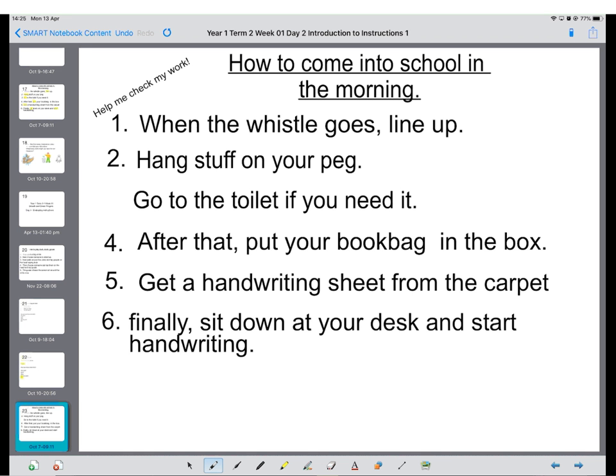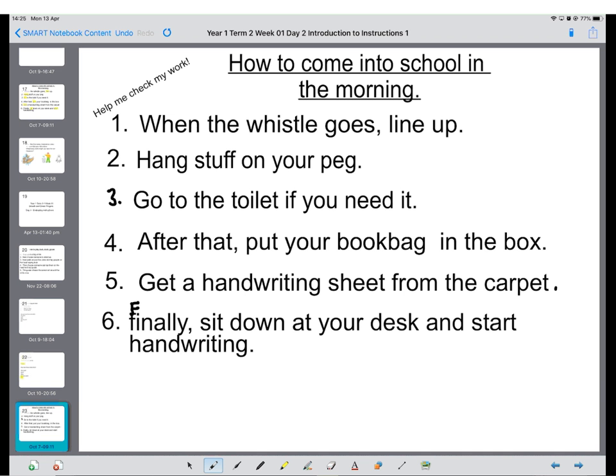Okay, so welcome back, year 1. The first problem is the numbering goes 1, 2, 4, 5, 6. So we should have a number to tell us the next instruction. We should have 3 here. Now the next one is something you know I forget from time to time, year 1. If you look at section 5, get a handwriting sheet from the carpet. What needs to be on the end there? That's right, a full stop. And then there's one other big mistake. Have a look at the last sentence. What's missing? Well done, it should be a capital.